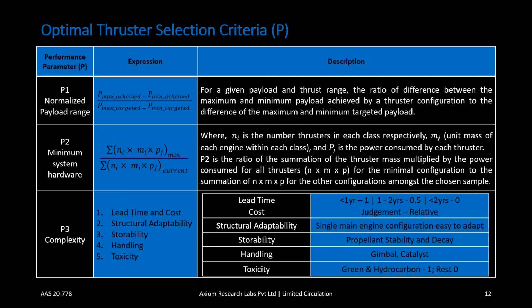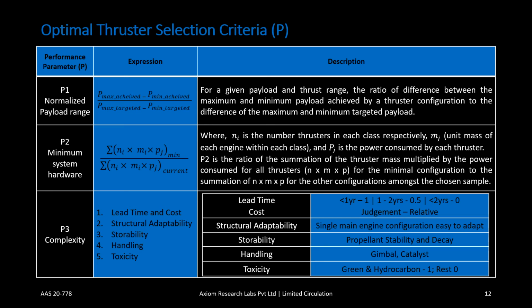P2 refers to minimum system hardware. In this formula that we have presented, N, M, and P refer to the number of thrusters in each class, and for each class, the mass and power consumed by the engines of that class. They are summed up over all the classes, and the numerator is the sum for the minimum configuration, and we compare it with the current configuration. So clearly, again, if the factor goes towards 1, you tend to minimize the number of thrusters and the mass and power that exists in your configuration.